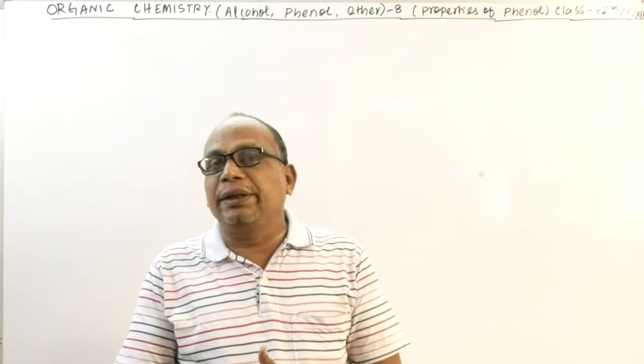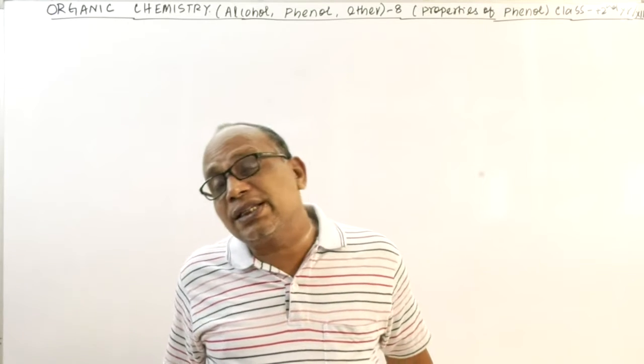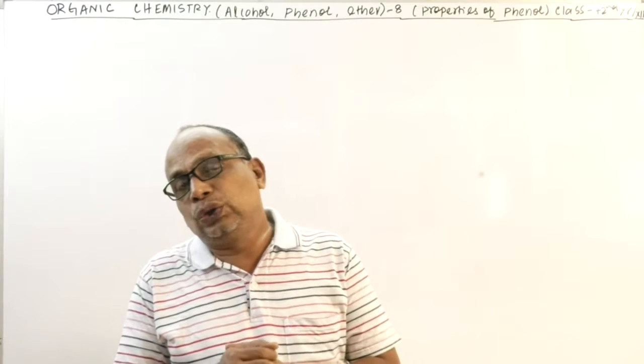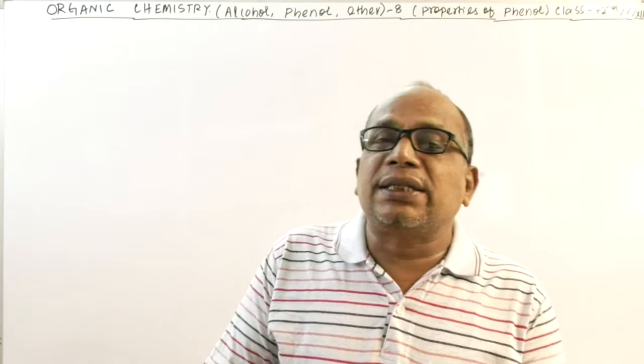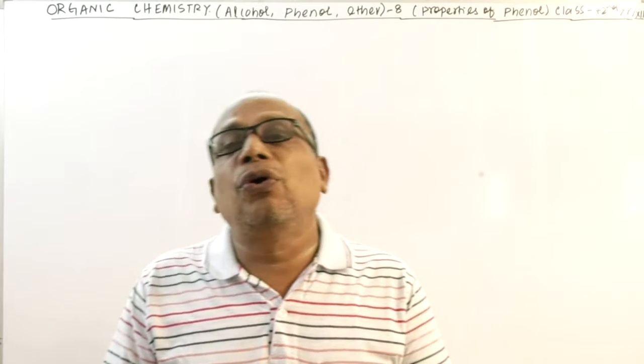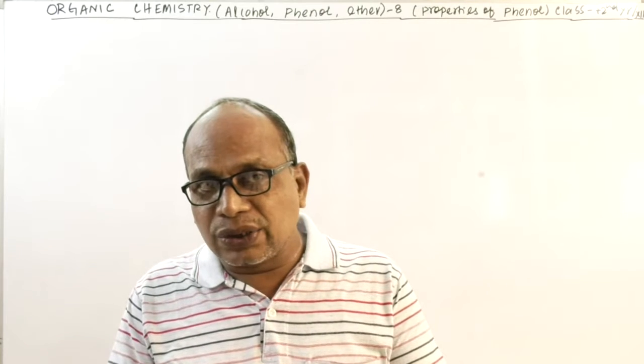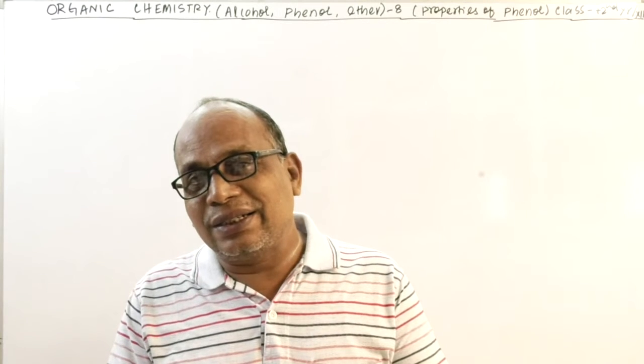And we have discussed sulfonation. When phenol is treated with dilute sulfuric acid, it forms ortho-hydroxy benzene sulfonic acid and para-hydroxy benzene sulfonic acid.